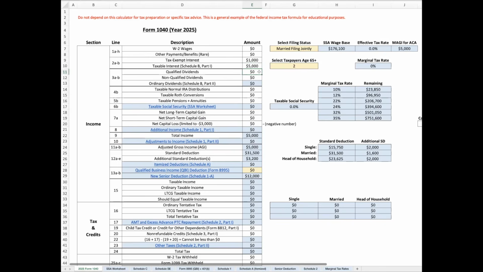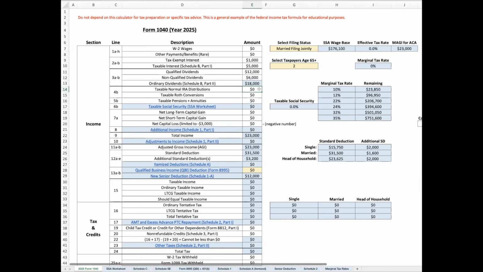The qualified dividend income receives the preferential long-term capital gains tax treatment of 0%, 15%, or 20%, as we'll see shortly. So let's assume this couple receives qualified dividends of $12,000 and non-qualified dividends of $6,000. Those non-qualified dividends commonly include the income from bond mutual funds and ETFs. So the qualified dividends of $12,000 plus the non-qualified dividends of $6,000, that equals ordinary dividends of $18,000.